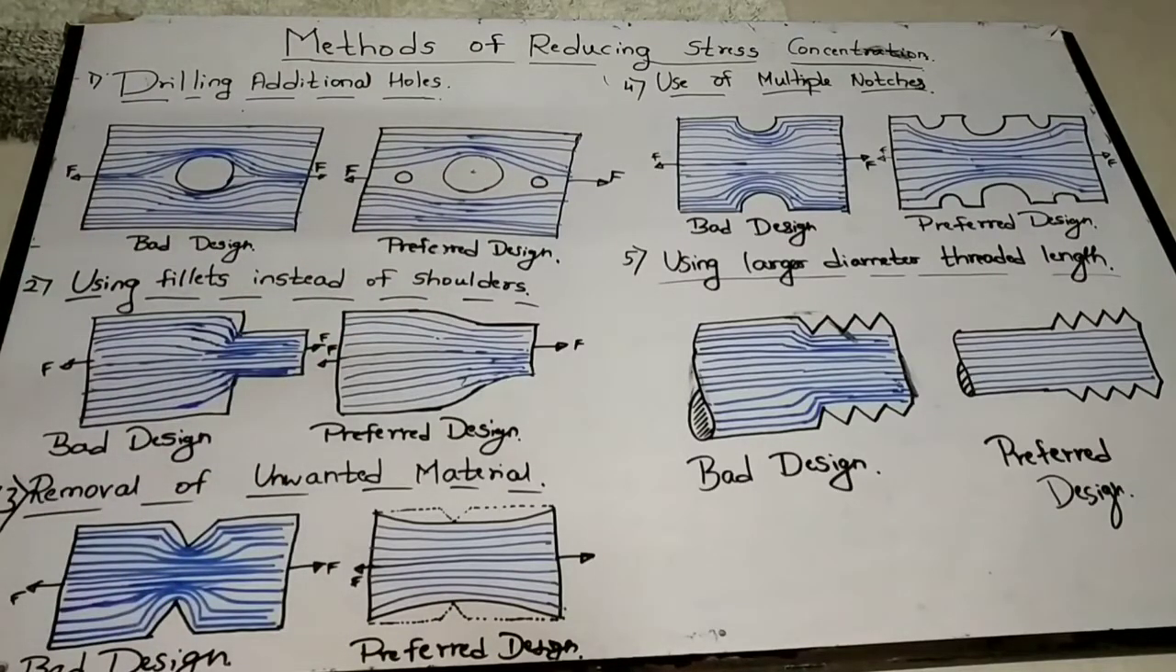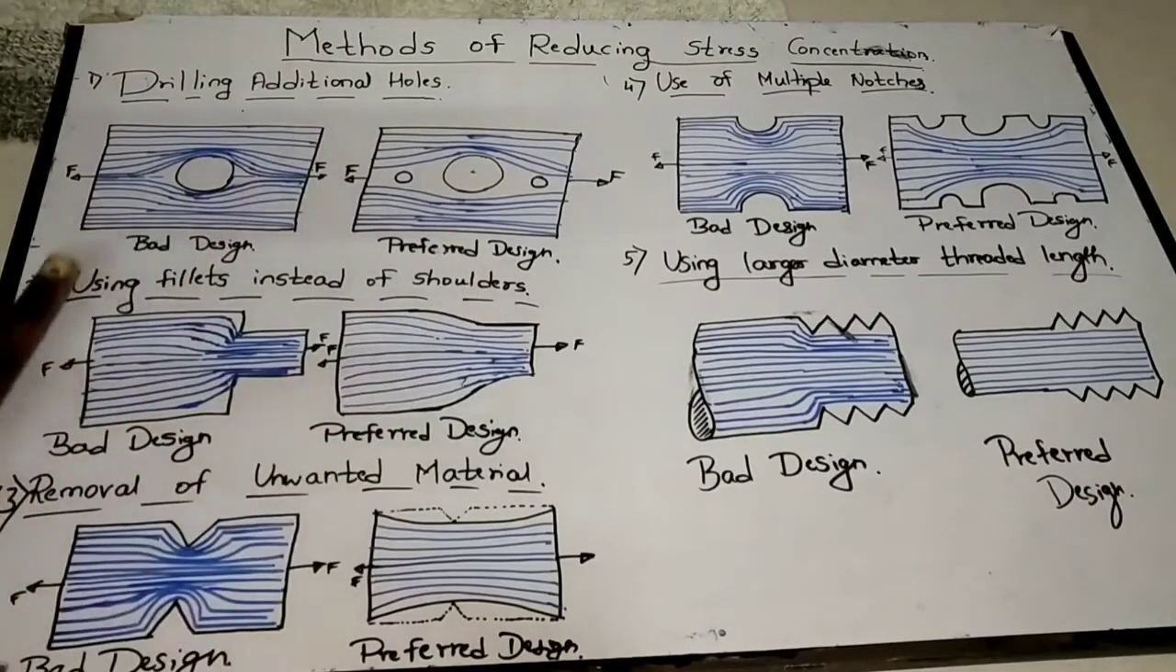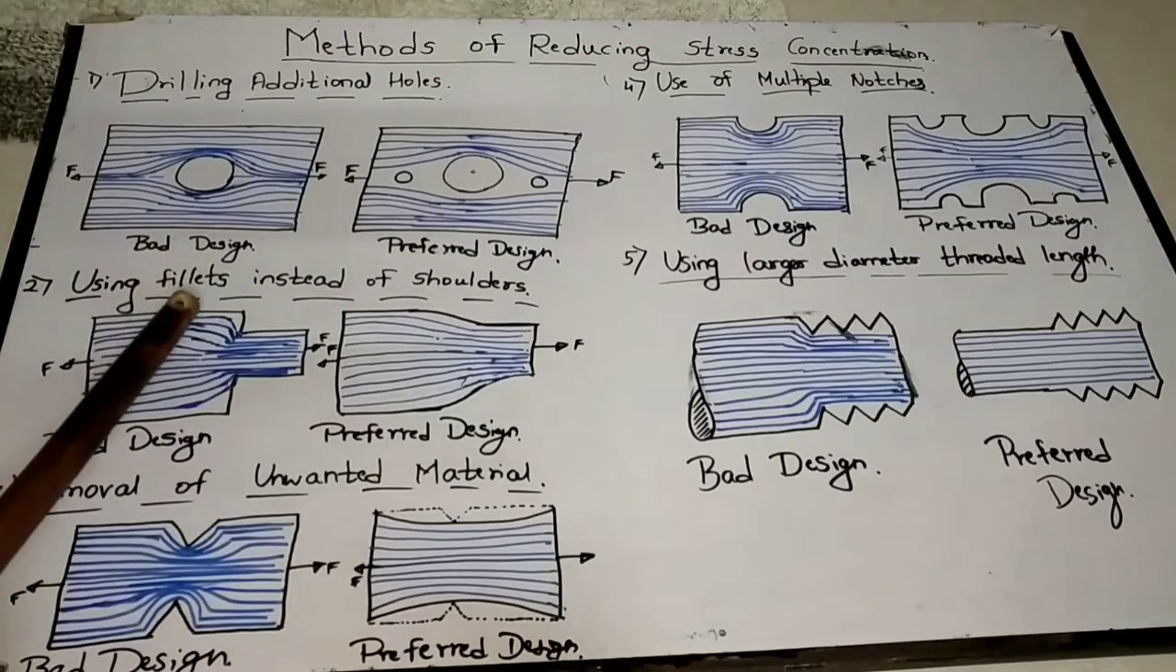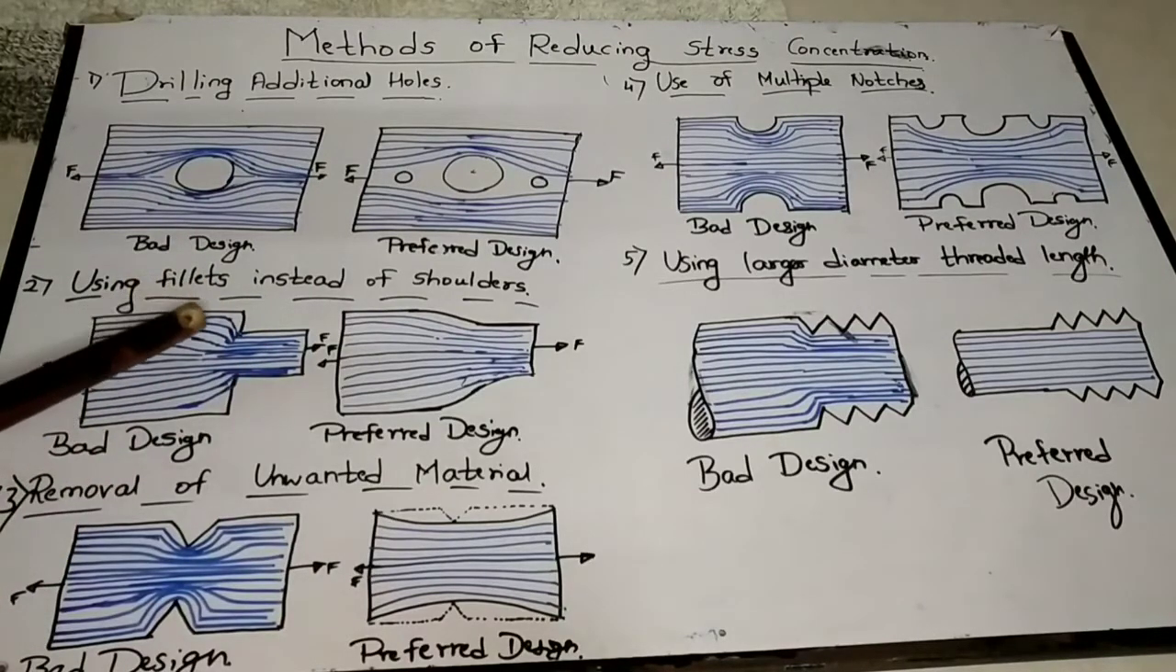Clear? So moving to a second method, that is by using fillets instead of shoulders. Okay. Here you see there is a sudden change in cross section in this model, and you can observe here there is a sharp edge in this model. So because of this sharp edge, the stress lines, the stress is concentrated more towards this sharp edge.